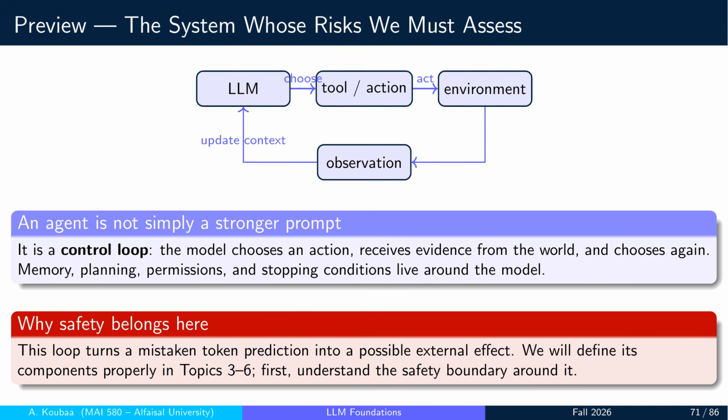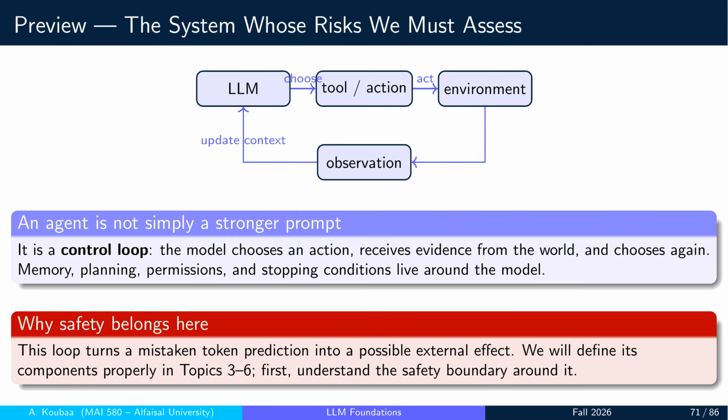Follow the loop in the diagram. The model chooses a tool or an action. The action reaches the environment and returns an observation. The observation updates the context, and then the model chooses again.